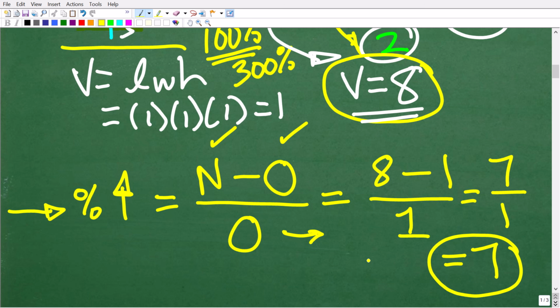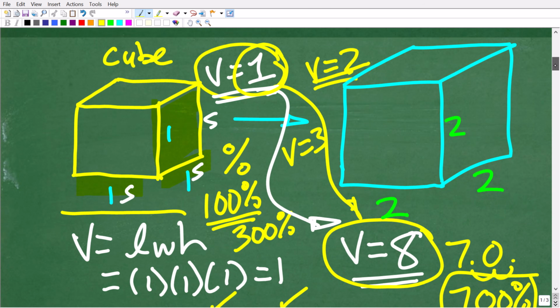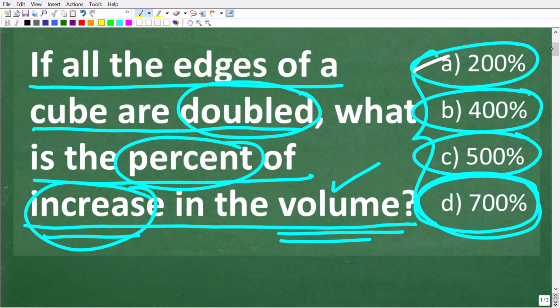But this is a number, it's not a percent. So how do we change a number into a percent? Easy, all we have to do is multiply it by 100 or move the decimal point over 2 places to the right. So 7 is really 7.0, and if we move the decimal point over 2 places to the right, we're going to get 700%, which of course is the right answer. Okay, so going back to our question here, because we do have a multiple choice question, we can see that the correct choice or the correct answer is D, 700%.